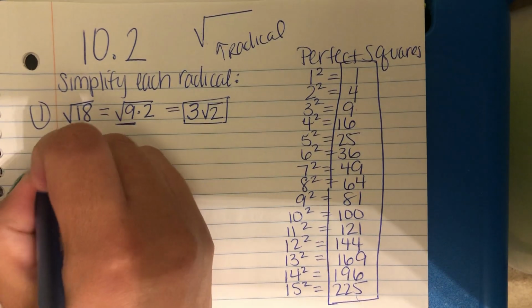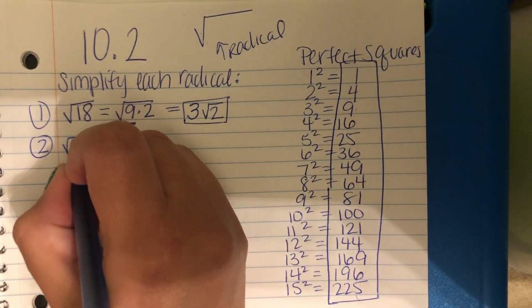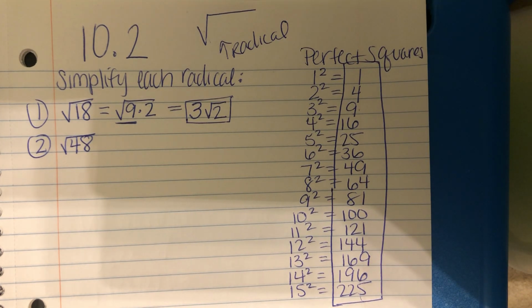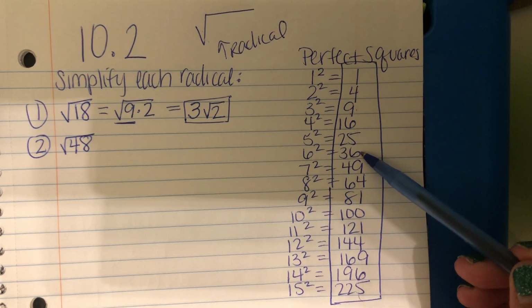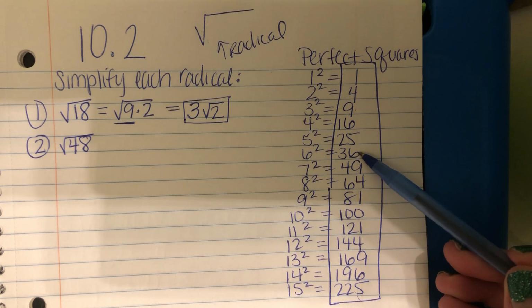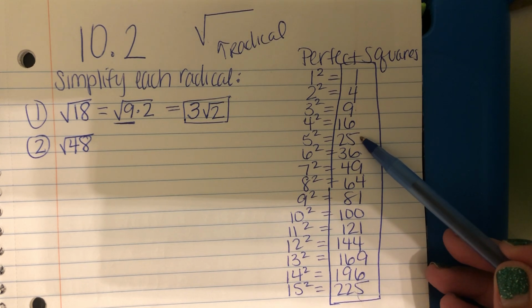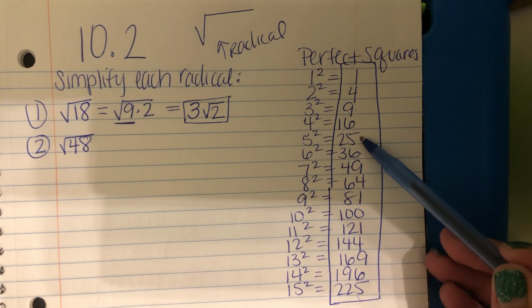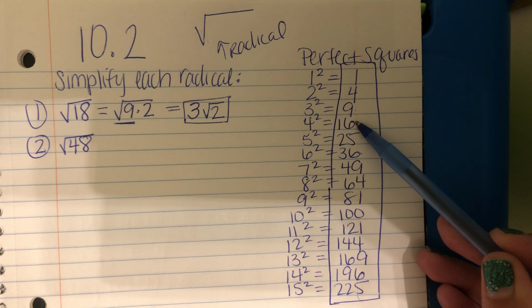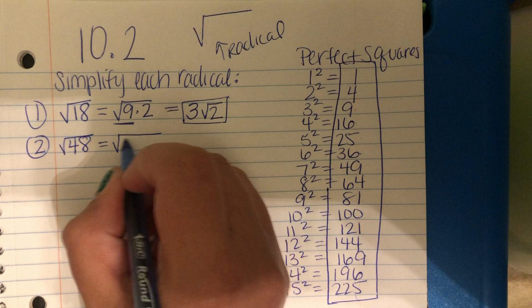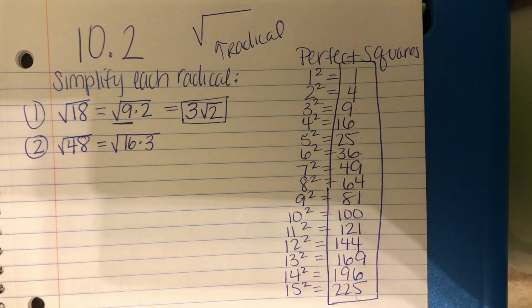All right, let's look at another one. The square root of 48. I'm going to start with the first one that's smaller than 48, which is 36. On your calculator, 48 divided by 36 is a decimal. Go to the next number. 48 divided by 25 is a decimal. 48 divided by 16 is 3. So I'm going to rewrite this to be 16 times 3.